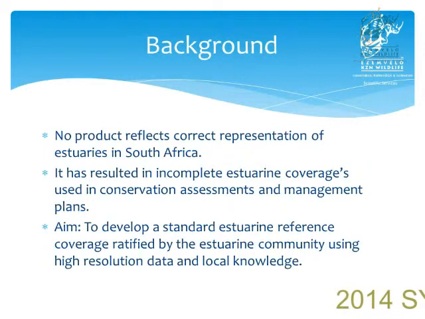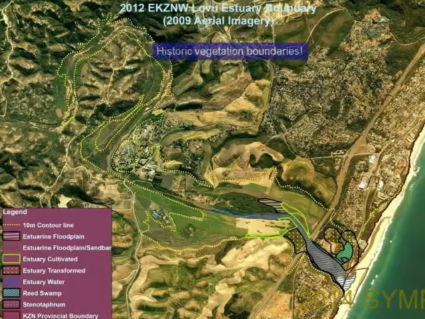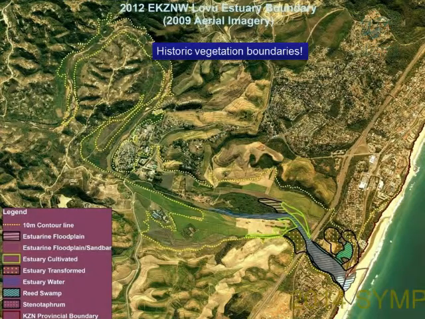This has resulted in many incomplete estuarine coverages that are used in conservation assessments as well as management plans. So as to minimize these inconsistencies, our aim was to build a standard reference coverage that would be ratified by an estuarine community, using high resolution data and local knowledge. The initial aim of this project was to map all the important features that were associated with estuaries, and that included historical vegetation boundaries as well as back flooding zones.